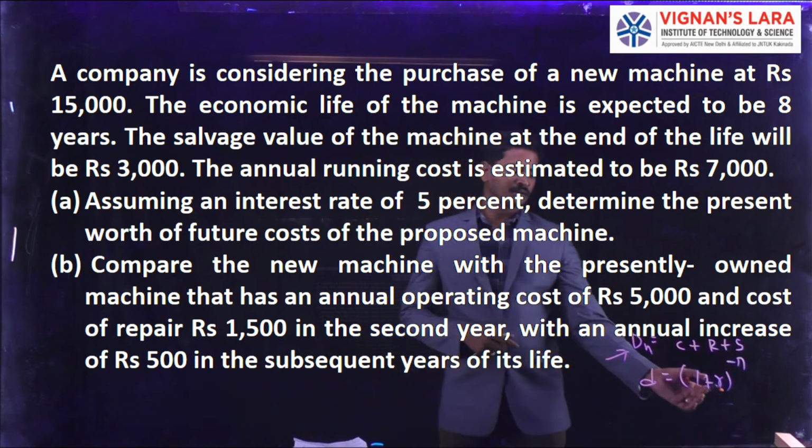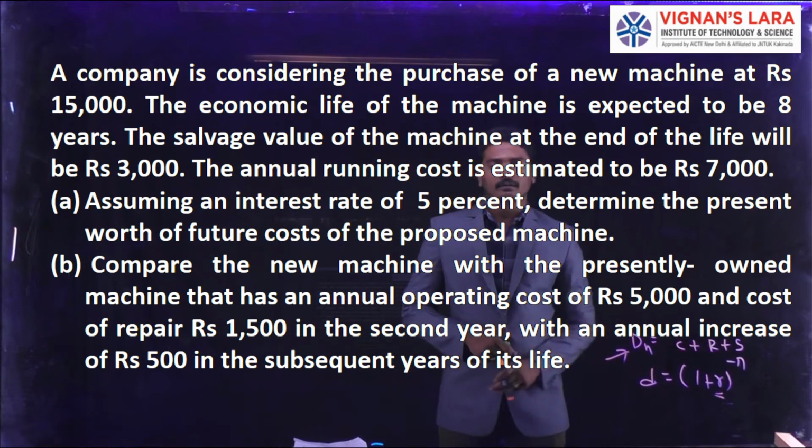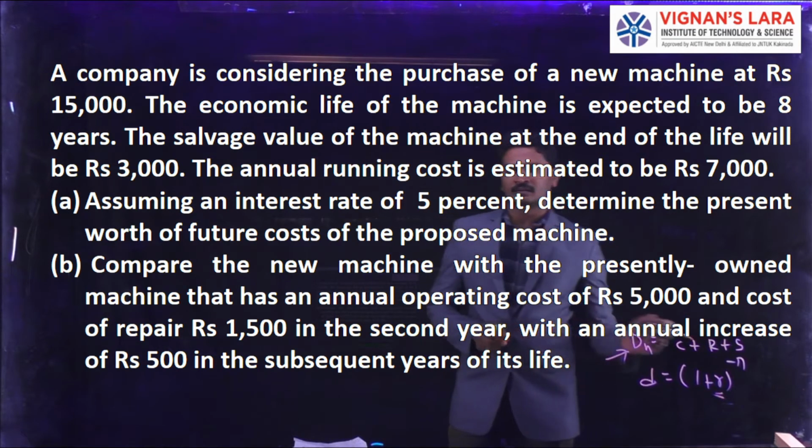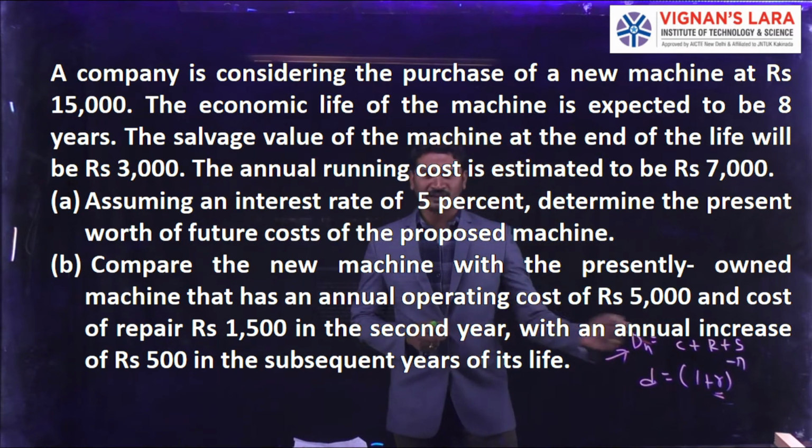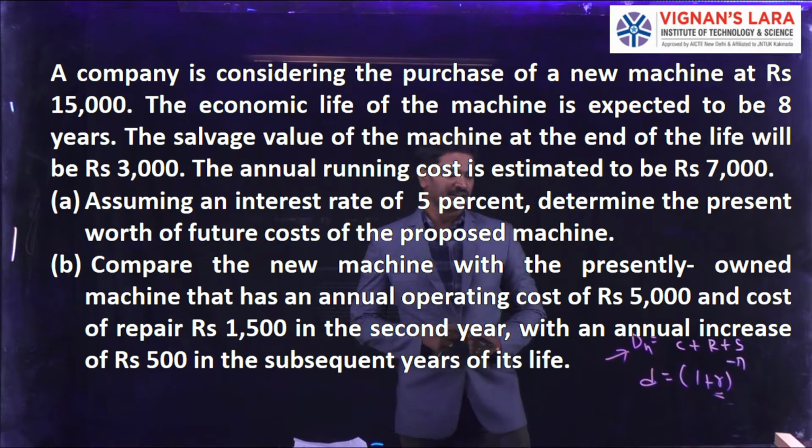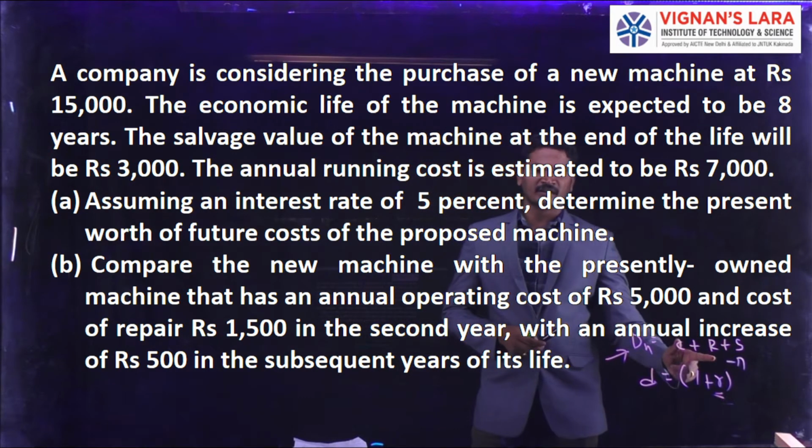Here, what is the r? That is the interest rate, and R is the running cost, and S is the salvage cost.